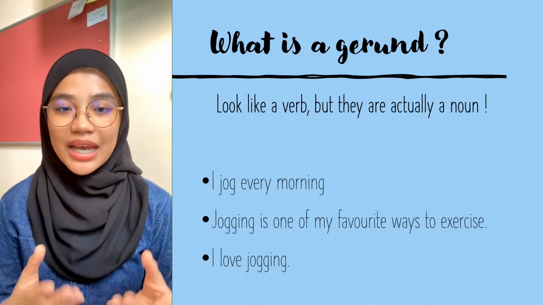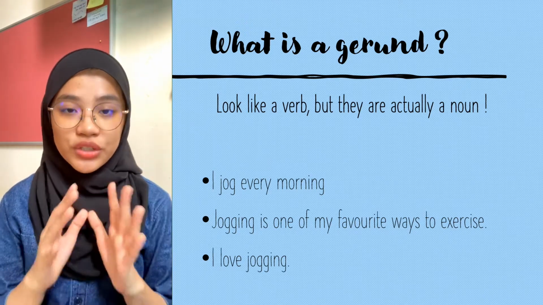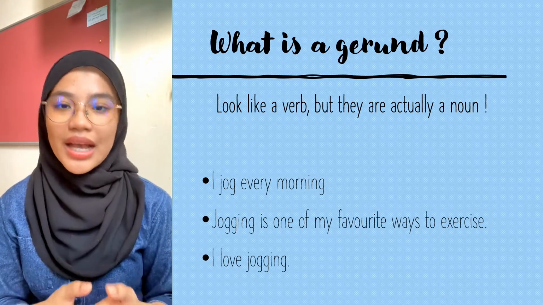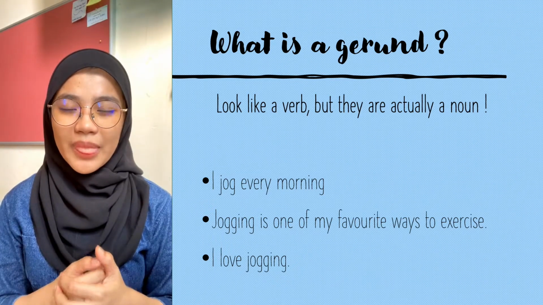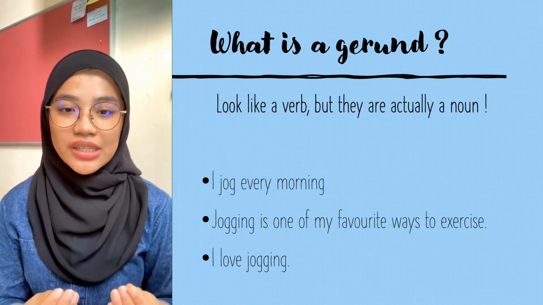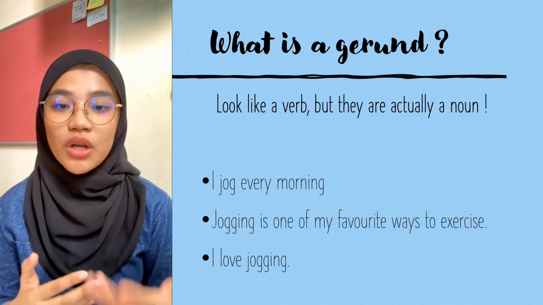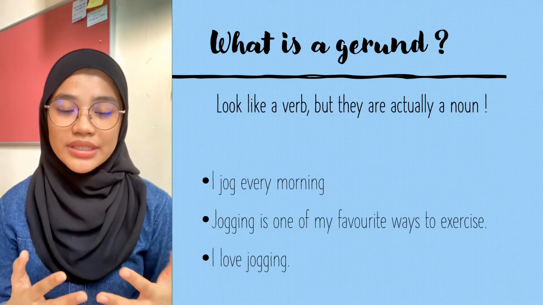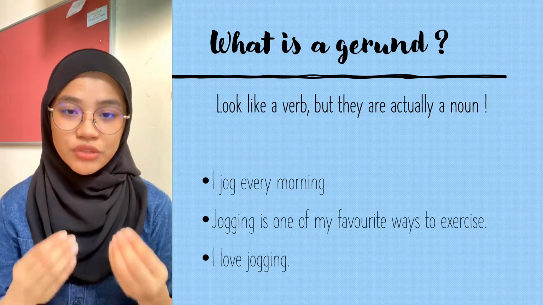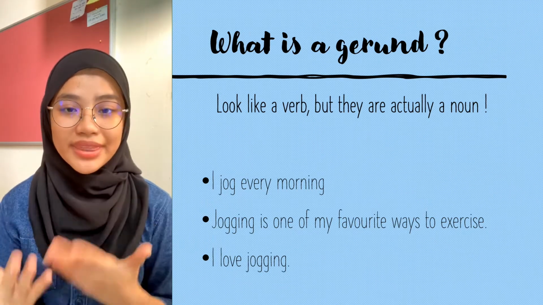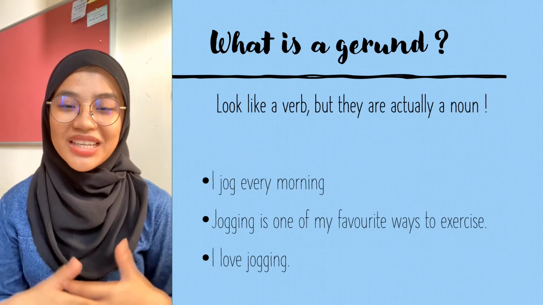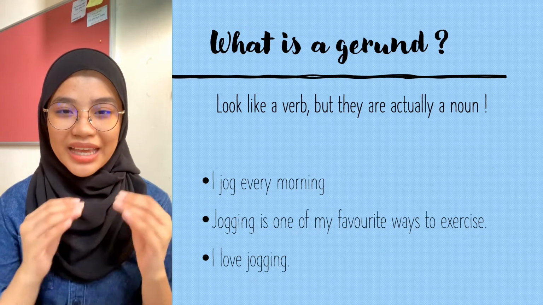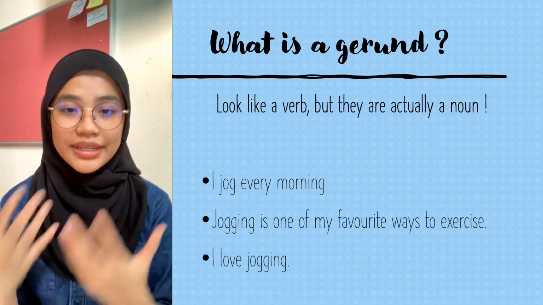But sometimes, I just want to talk about an action, not do the action. Jogging is one of my favorite ways to exercise. I love jogging. I'm talking about jogging as an action. I'm not jogging right now. I'm just talking about something that I love to do. So in other words, I'm referring to the action of jogging as a noun or a thing. So I've just used the gerund. That's it, that's the gerund. I used a word that looks like a verb as a noun.